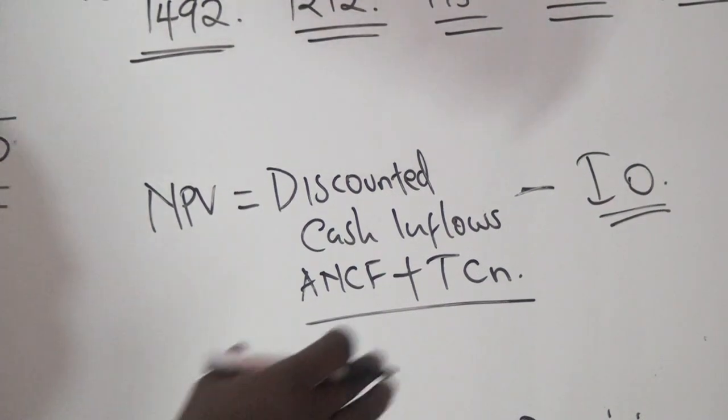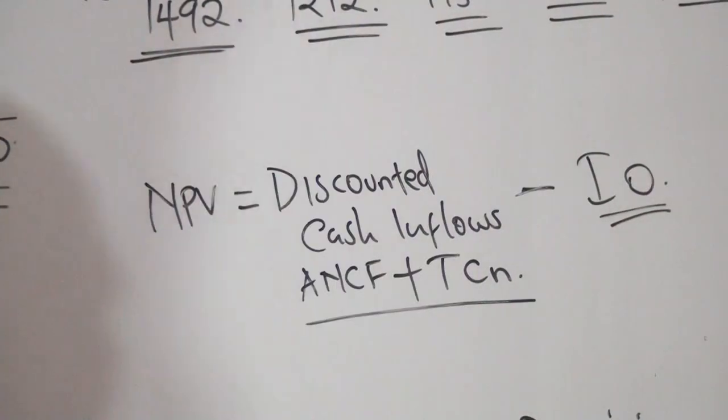I've not said discounted cash outflow because in many cases we get our initial outlay at year 0. Therefore, even if we discount it, we'll get the same value as what we have. So it's not always necessary for us to discount the initial outlay.